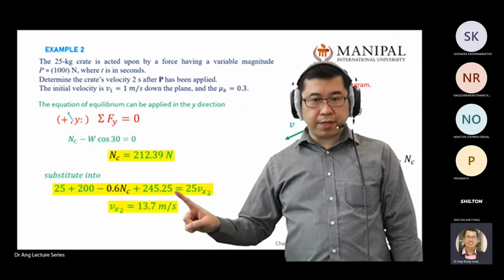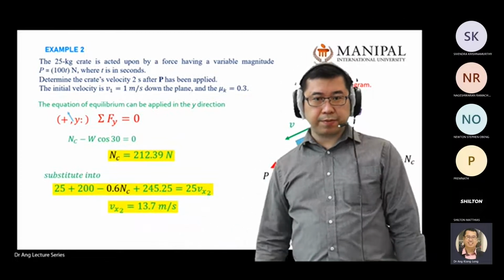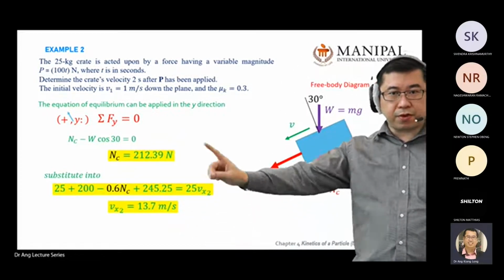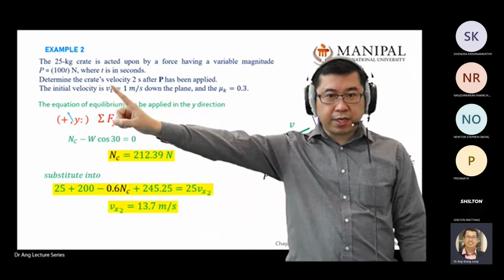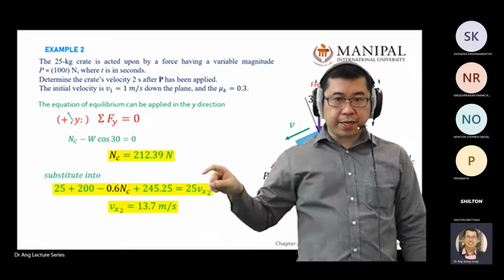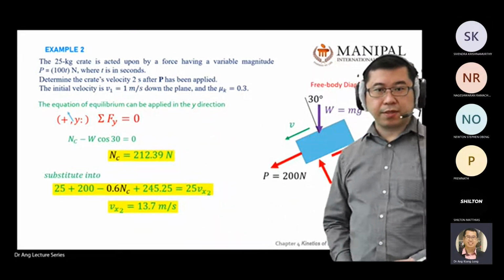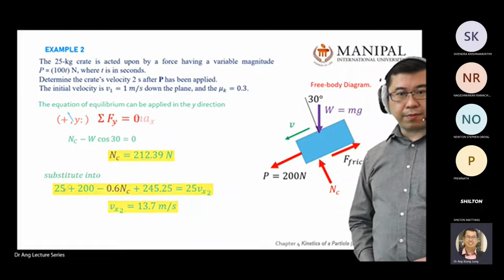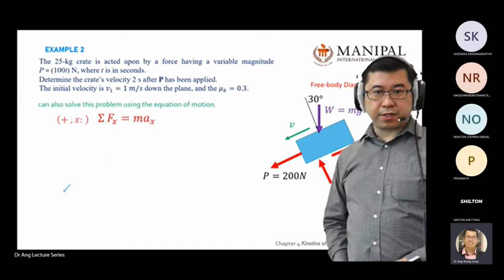Vx2, you find one number and remember the unit. So from here, you already found your velocity after 2 seconds, but in x direction. What about another direction?